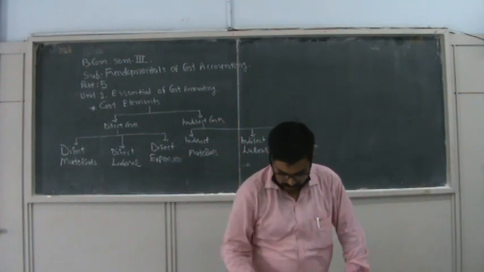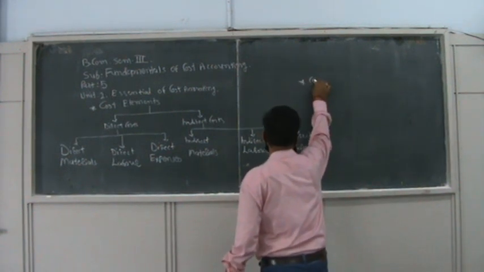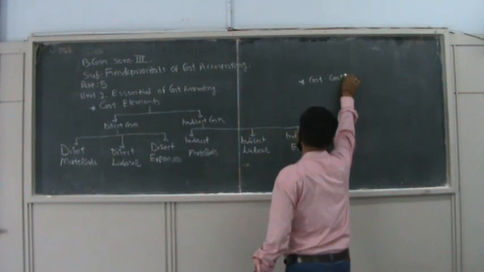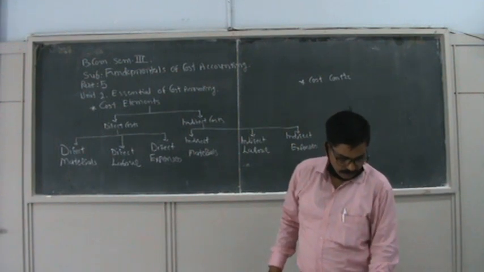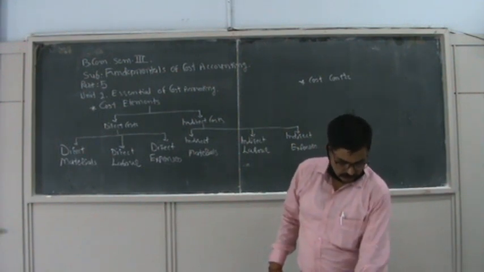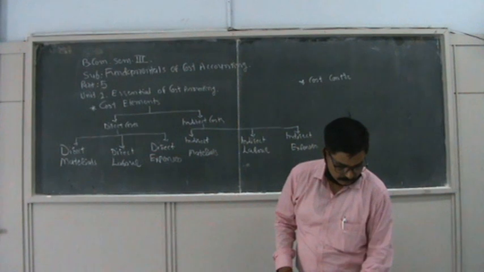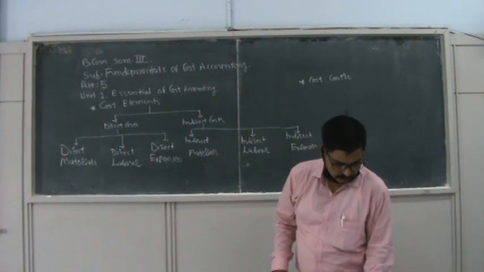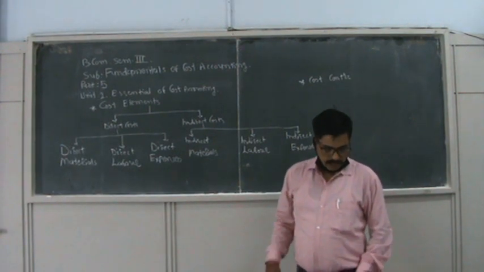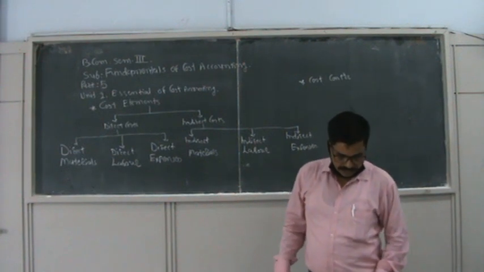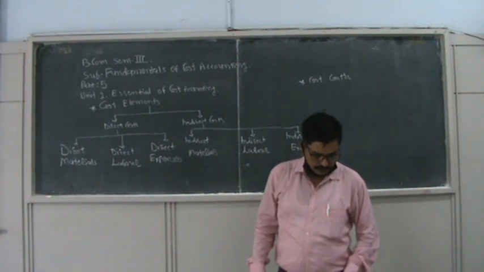Now a little but important point included in your syllabus is the cost center. Cost center is one of the main points included in your syllabus. So cost center is also an important thing. A cost center is defined by CIMA UK as a location, a person or an item of equipment for which cost may be ascertained and used for the purpose of control.